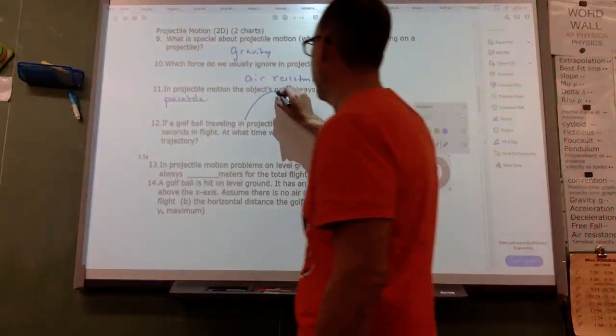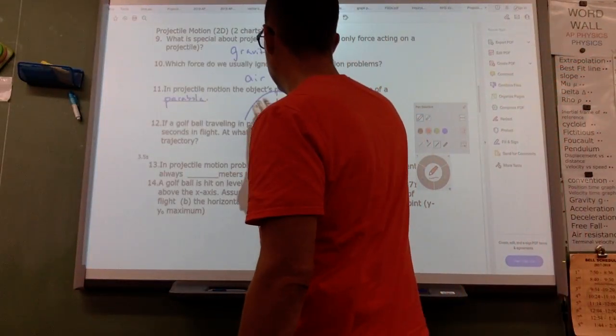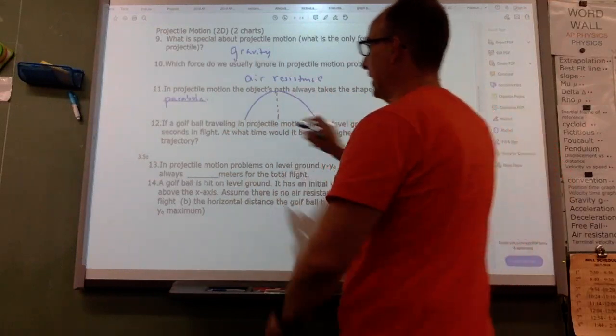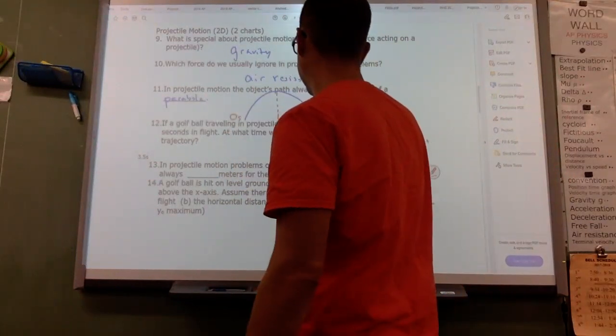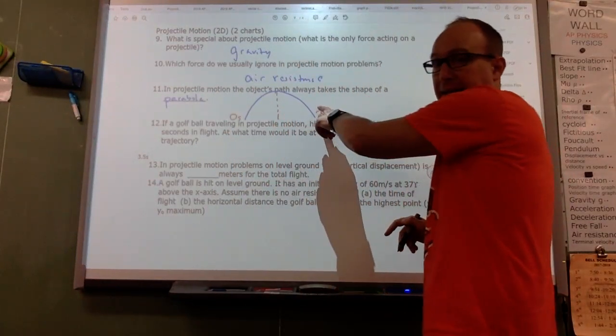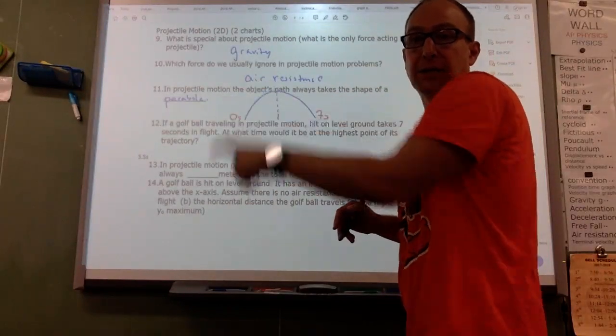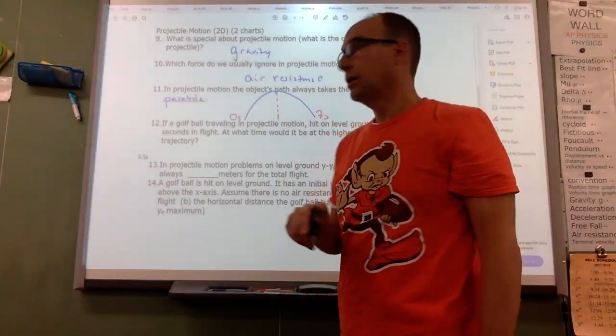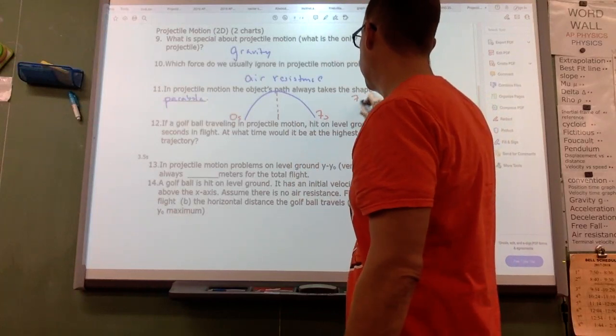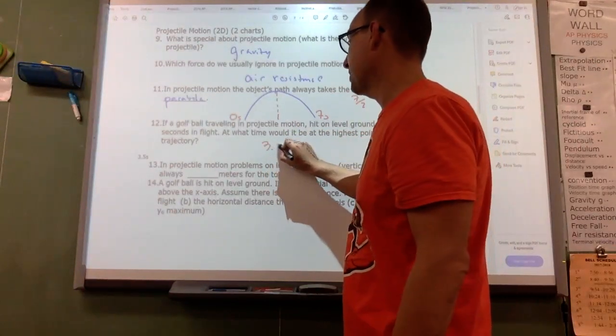So it's going to turn out that it's going to be a mirror image, the first half and the second half. So if this is 0 seconds and that's 7 seconds, the highest point is going to happen in the middle. So it's going to be 7 divided by 2, or 3.5 seconds.